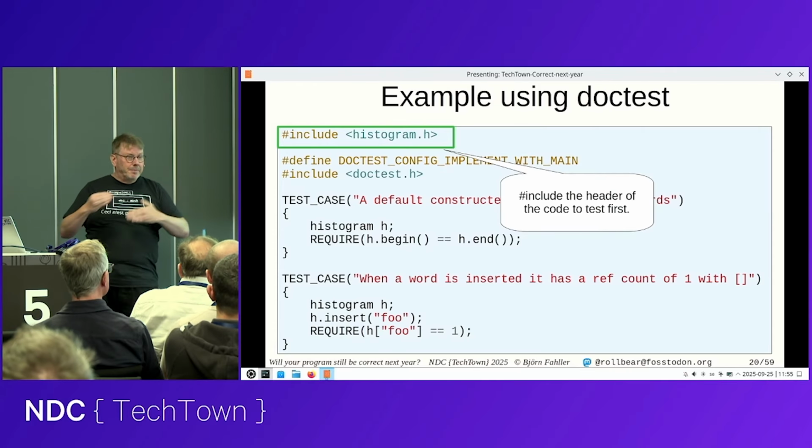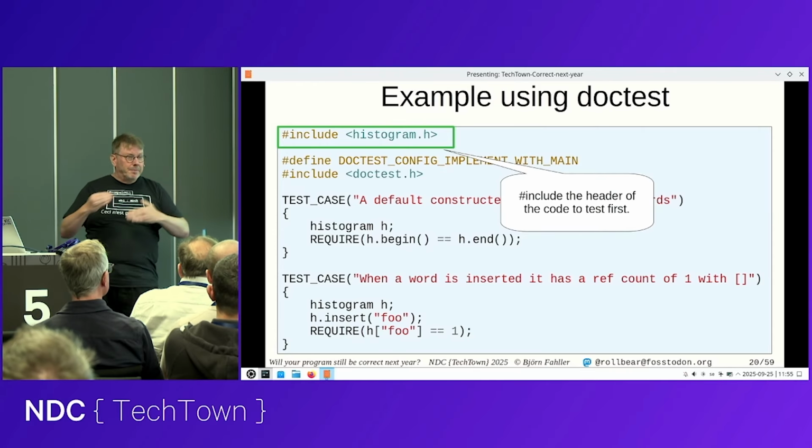Doctest is very simple to get started with. It's just a single header file, include doctest.h. And if you define this DOCTEST_CONFIG_IMPLEMENT_WITH_MAIN, then it actually creates a main function for you, so you don't even have to bother with that. So it's very easy to get started with. Test cases are written with this TEST_CASE and a free text description of what the test is. And then you have a function body. REQUIRE is the word that you use to assert that this must be true. And of course, you have a set of several tests.